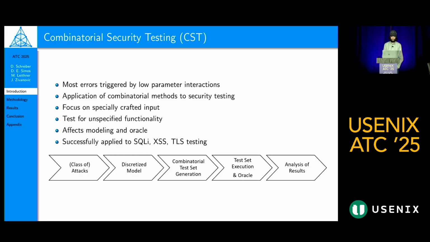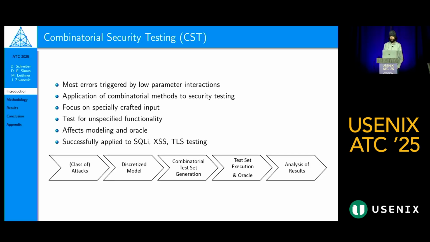While traditional CT mostly includes valid and well-formed inputs in the model, CST focuses on specifically crafted inputs like long strings or strings with specific meaning, with the goal to trigger vulnerabilities and unspecified behavior. In the past, CST was successfully applied to test software for SQL injections, cross-site scripting, and TLS implementation issues.